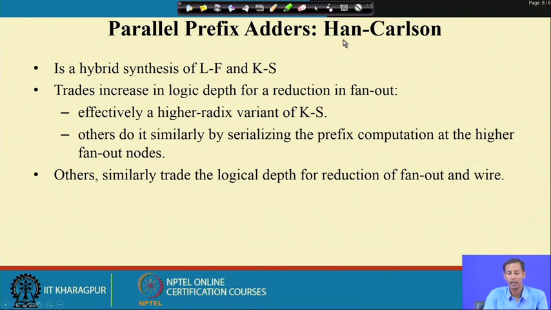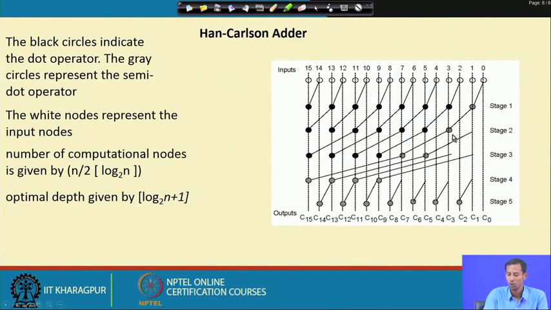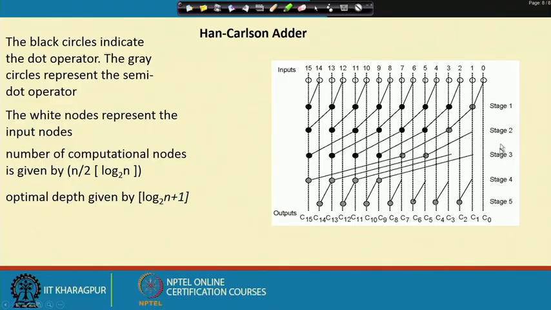Then we have the Han-Carlson algorithm, which is a hybrid architecture. Here, to reduce the number of stages, we use the Kogge-Stone architecture at the very beginning, and then in the lower portion we use a different method to reduce the number of stages, which is the disadvantage of the Brent-Kung adder. Here you see that with this Han-Carlson adder we can reduce the number of computational nodes by this and the optimal depth by this.